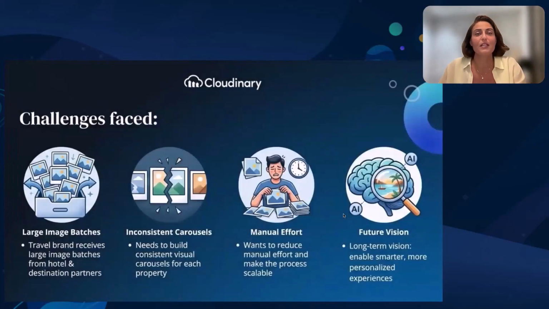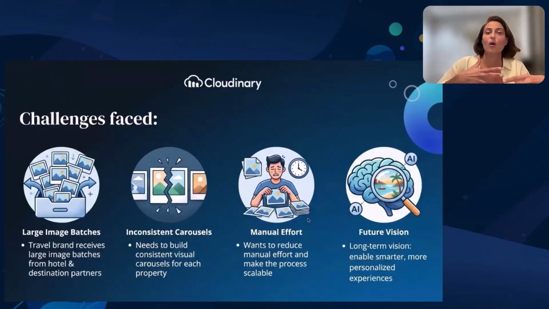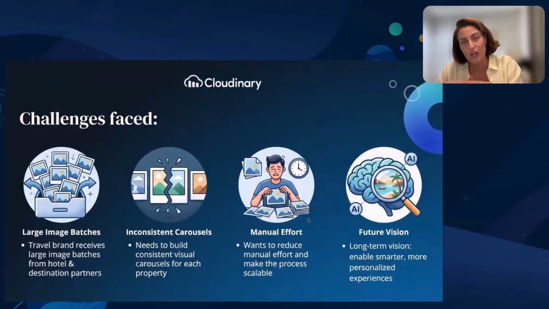So imagine you're a person in charge of all the image coming in from hotels and travel partners. So every week, your job is getting big batches of photos. Some of them are bedrooms, some are pools, all mixed together. Your work is actually to turn that very raw input into very clean, well-ordered image carousel for each hotel or property on your website. So you need to decide what should appear first on the hero image, which images to hide, how to keep the experience consistent across many destinations.